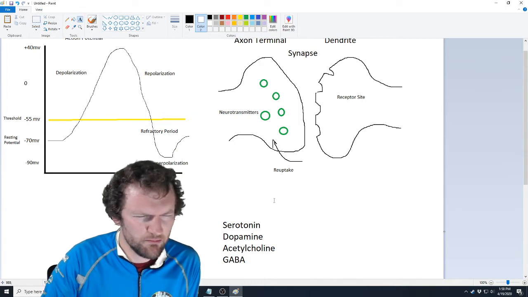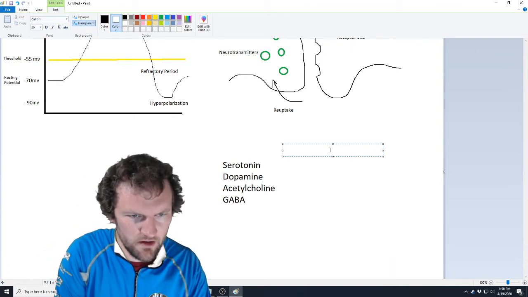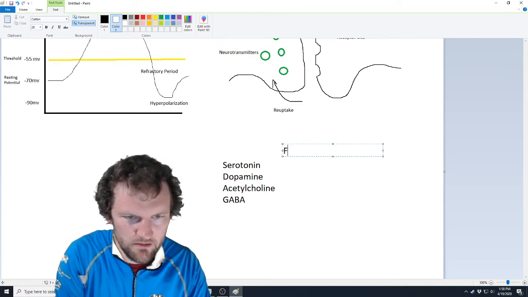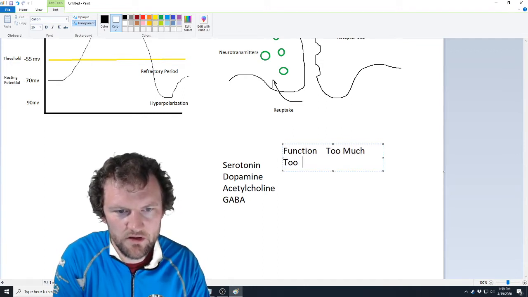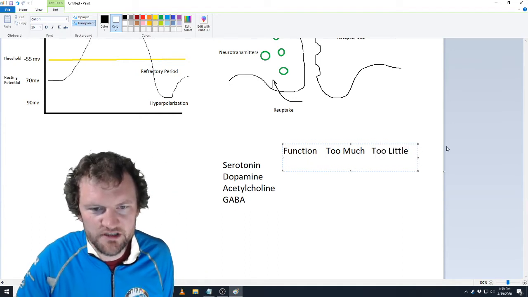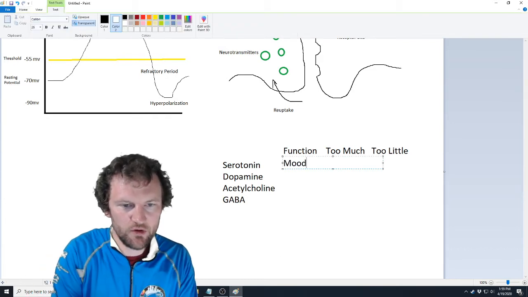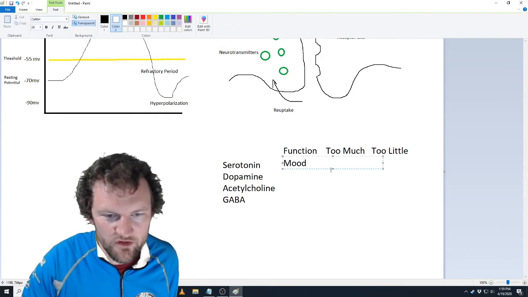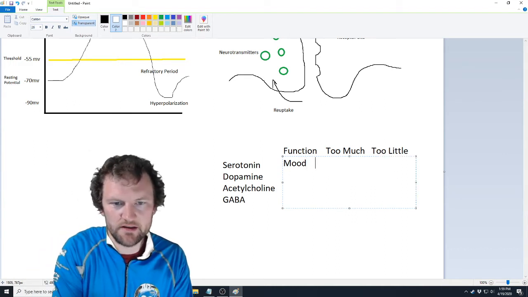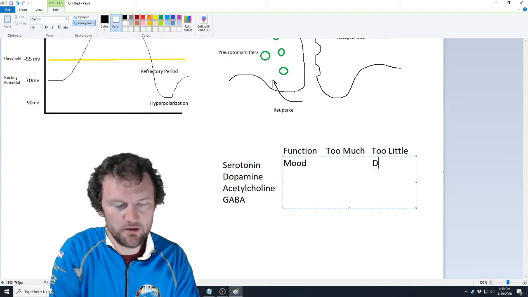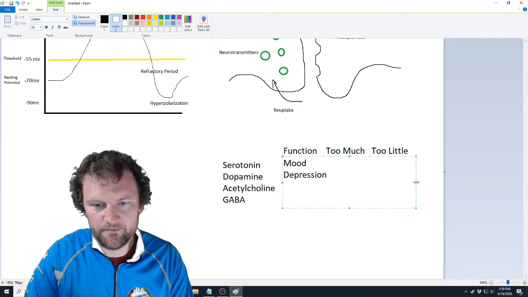Serotonin, it gets very complicated, but a very oversimplified approach is this is how they function. We'll go function, too much, and too little. General function, what happens if it's too much, and what happens if it's too little. Serotonin, the general function is mood, although all this is kind of oversimplified. If you have too much, I'm actually not even going to put that there because that would just be too confusing. But if you have too little, you would have depression and anxiety.